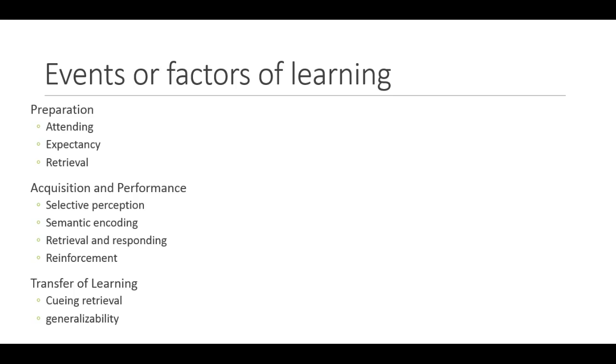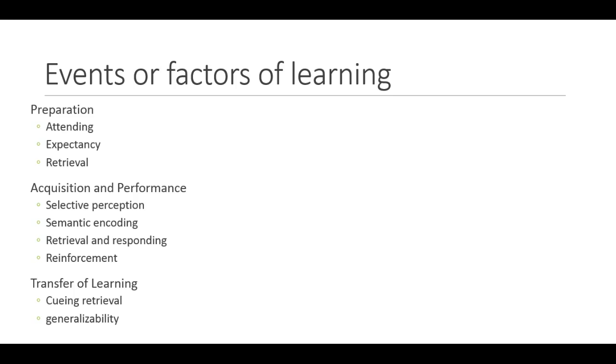Acquisition and performance is the next event. So you want to give out the information, and then you want to make sure that they have opportunity to rehearse it, to practice it, to perform it, to get reinforcement and feedback on it. So those are the things you want to happen for learning to take place.